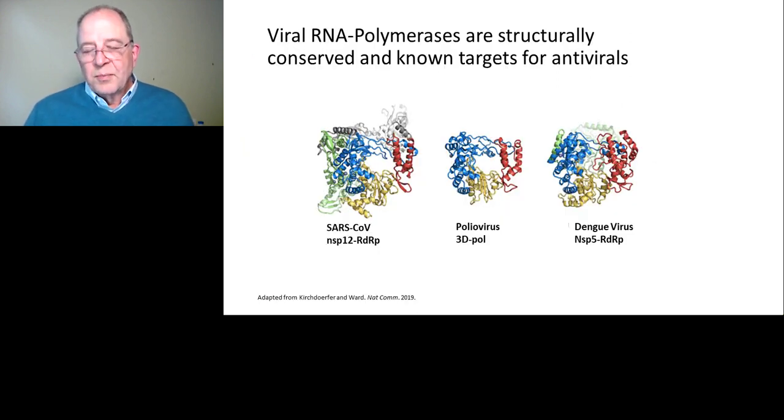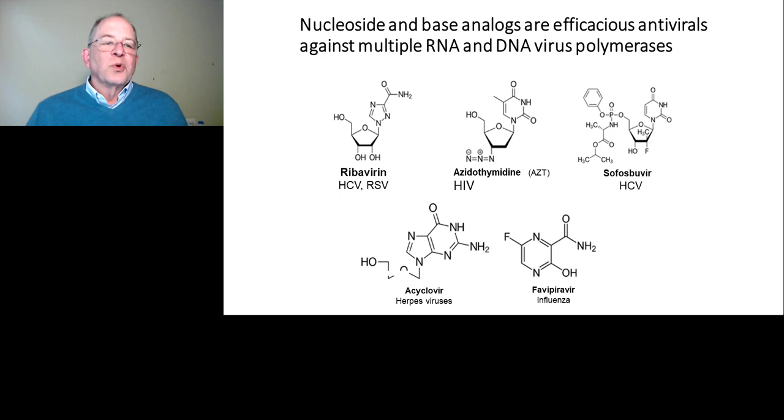RNA polymerases are also conserved structurally across really all RNA viruses, and they're similar to other polymerases in other species. And so certainly, what are the targets? Well, the targets for polymerase inhibition, of course, are nucleoside and base analogs that have been efficacious antivirals against multiple RNA and DNA virus polymerases. And there are some examples here for different drugs.